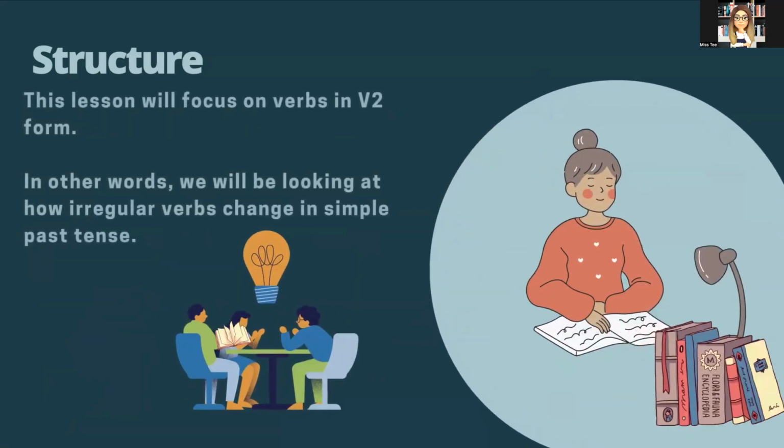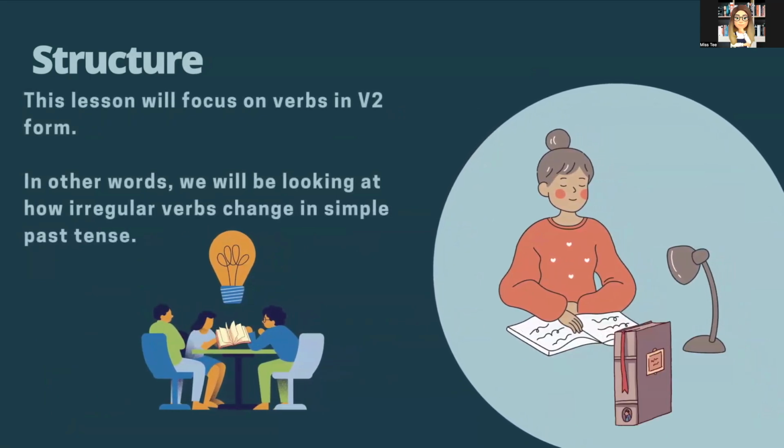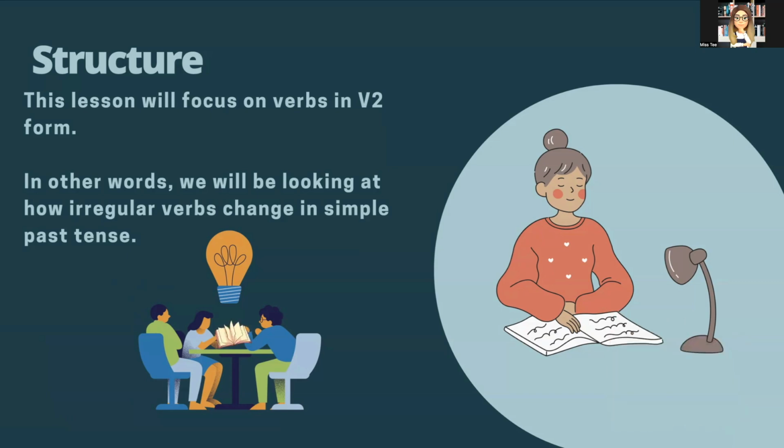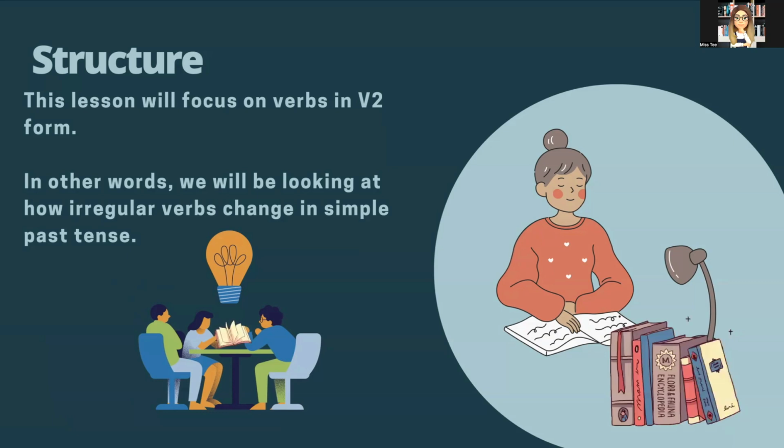So this lesson is going to focus on verbs in V2 form. In other words, we're going to be looking at how irregular verbs change in simple past tense. When you study English more, you're going to come across more tenses, which makes it even more confusing for irregular verbs because they follow different rules in different tenses. So we're going to start simple and then work our way up.